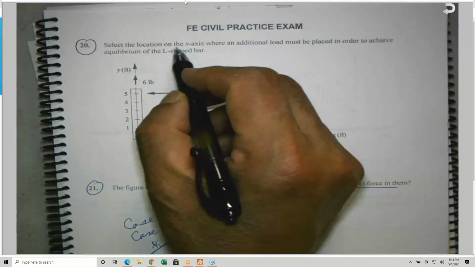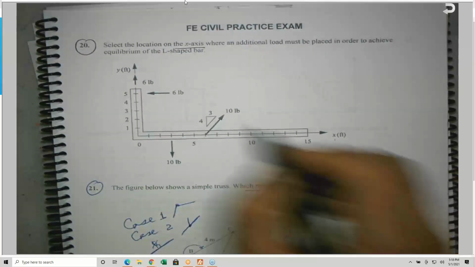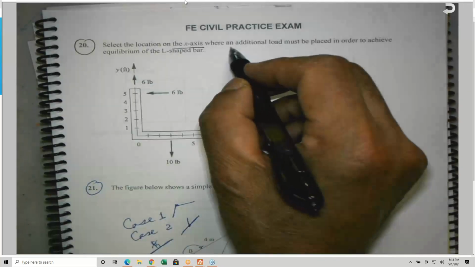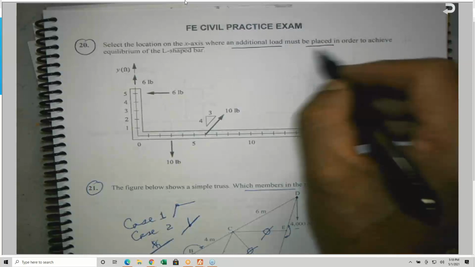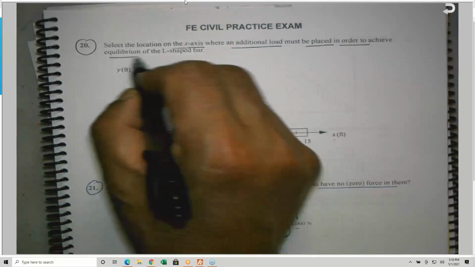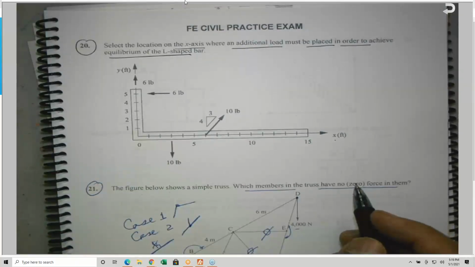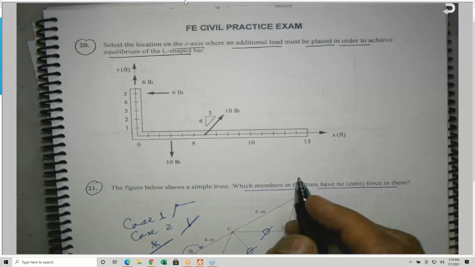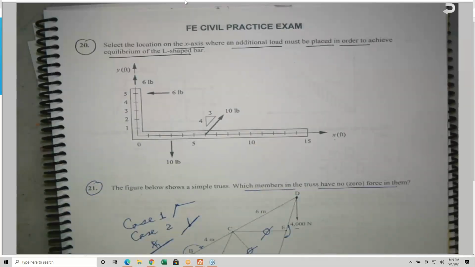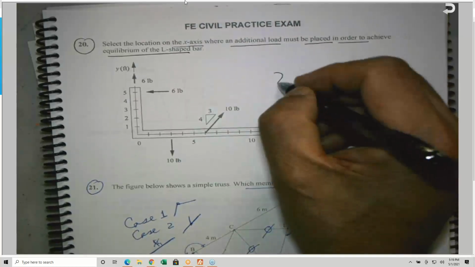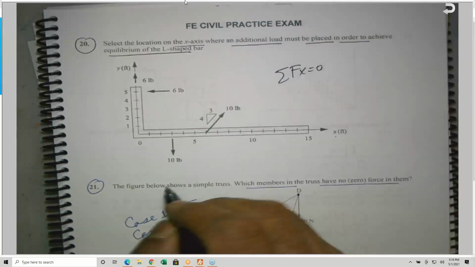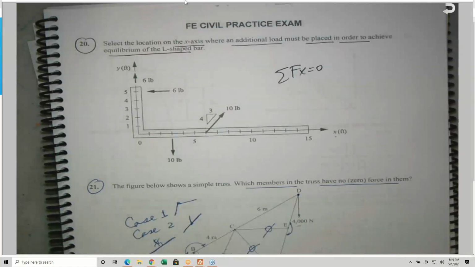Select the location on the x-axis, so this is x and this is y, where an additional load must be placed in order to achieve equilibrium of the L-shaped bar. So we need to place a force in the x direction, or the x-axis as he indicated, in order to achieve equilibrium. Equilibrium means that the sum of the forces in the x direction must be zero. This is the definition of equilibrium, one of the equilibrium equations that we talked about.